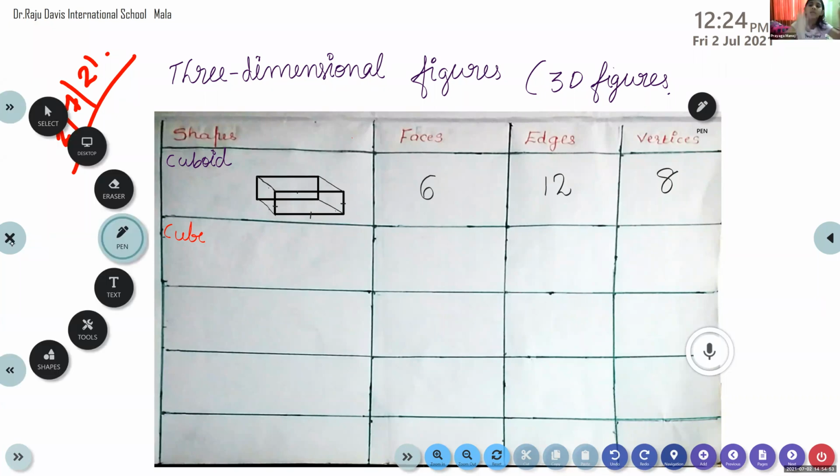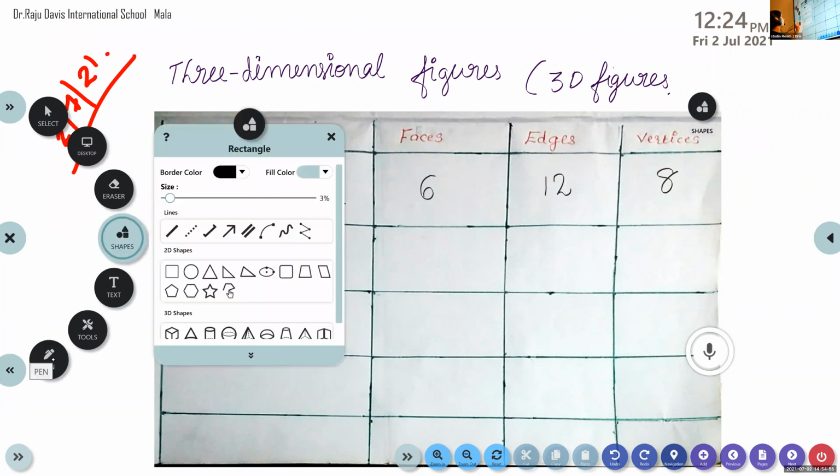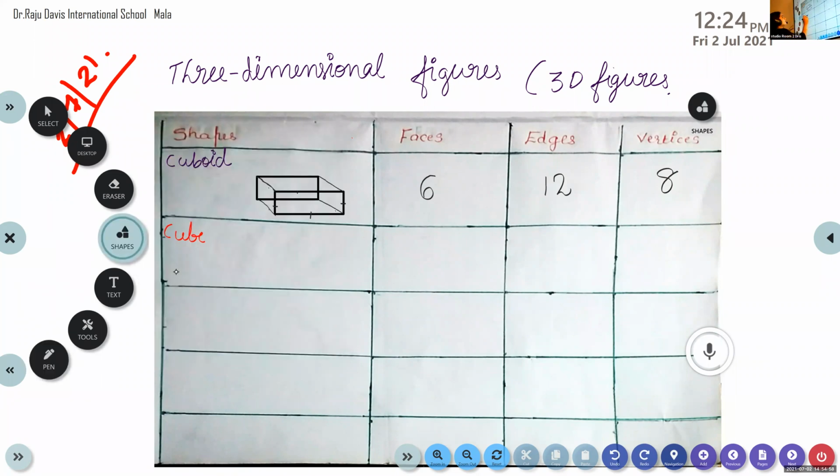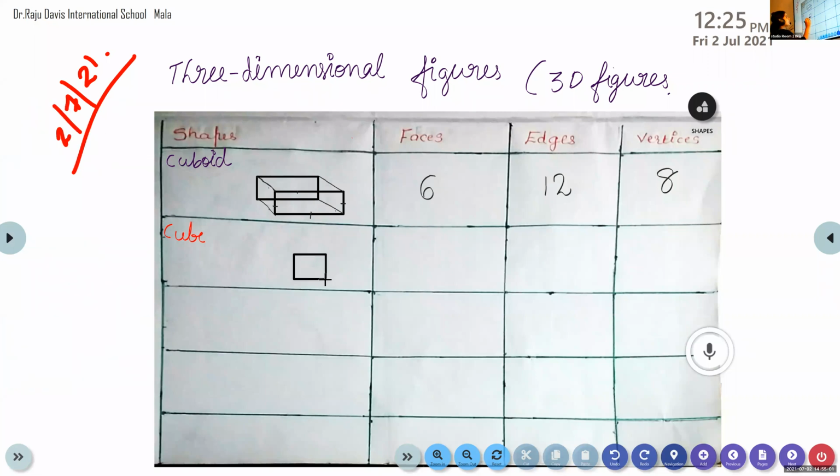For that, first you have to draw a square. All of you draw a square. Completed? Fardeen. Six faces. For a cube, 6 faces.